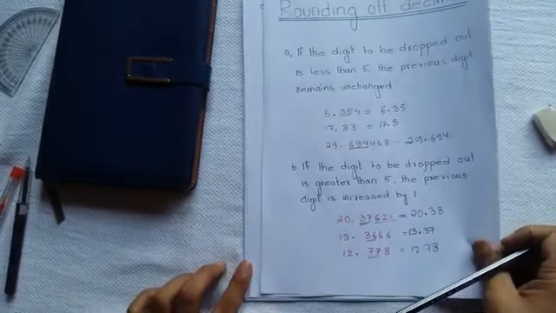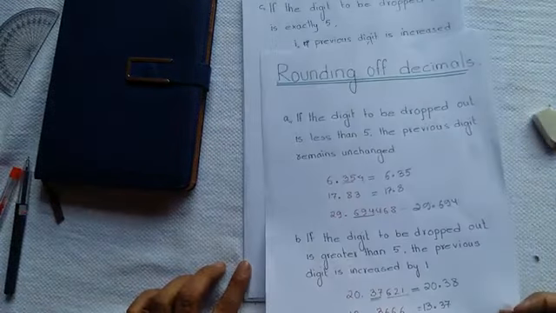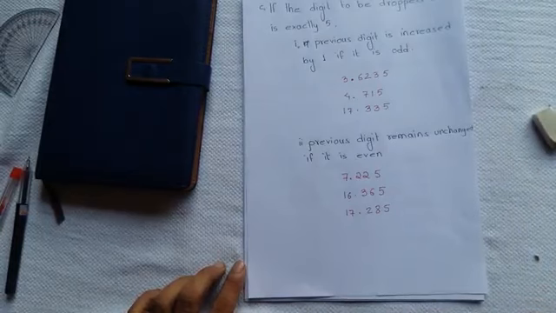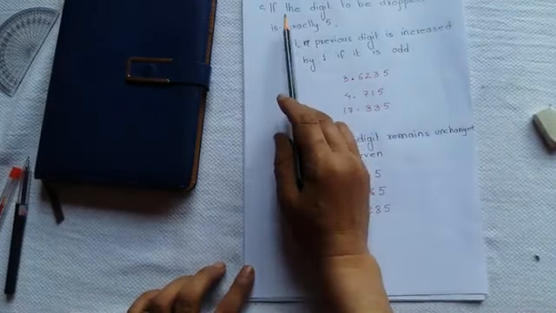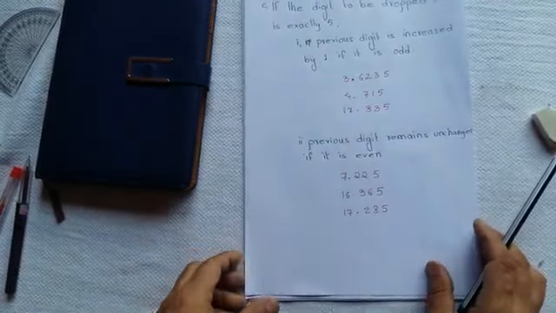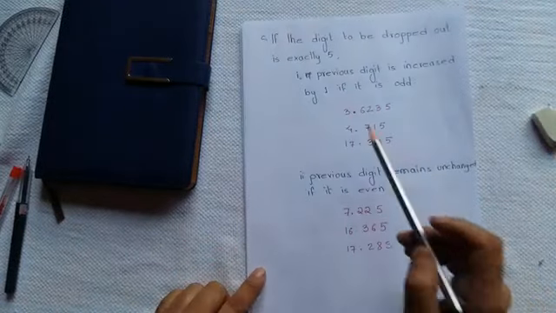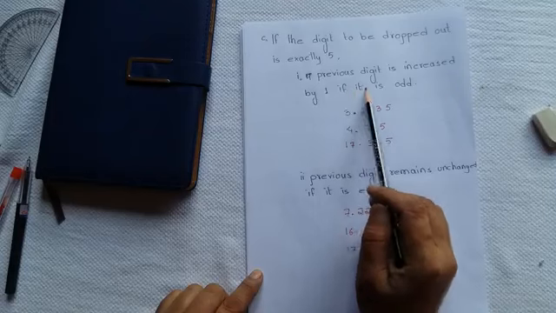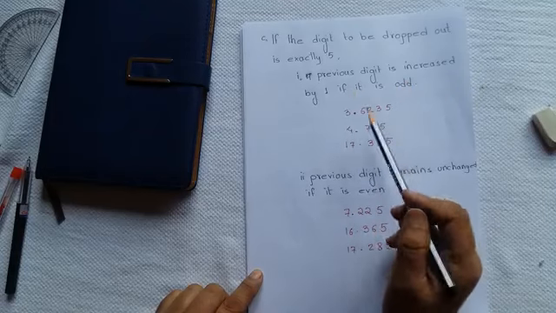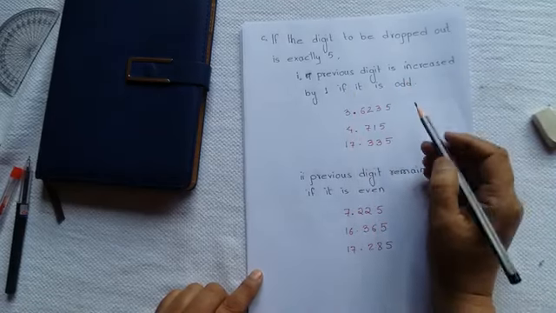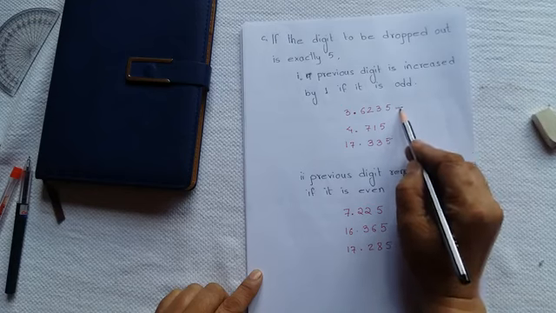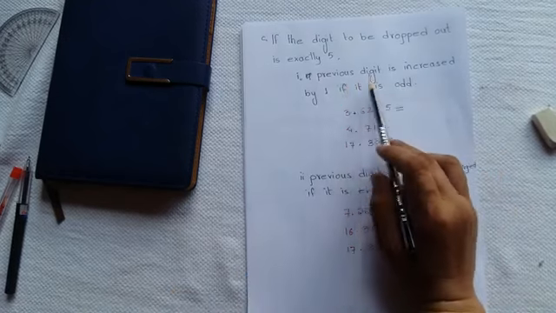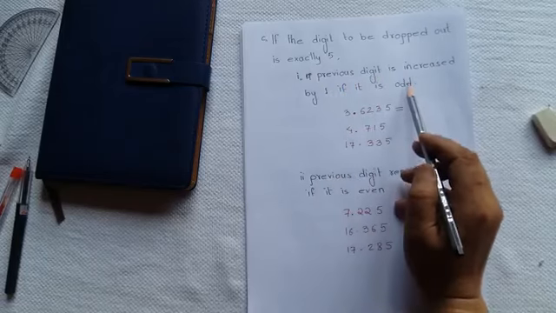Now, what if the digit is equal to 5? If the digit to be dropped out is exactly 5, then the previous digit is increased by 1 if it is odd. The example will make this clear. Let's see. Previous digit is increased by 1 if it is odd.